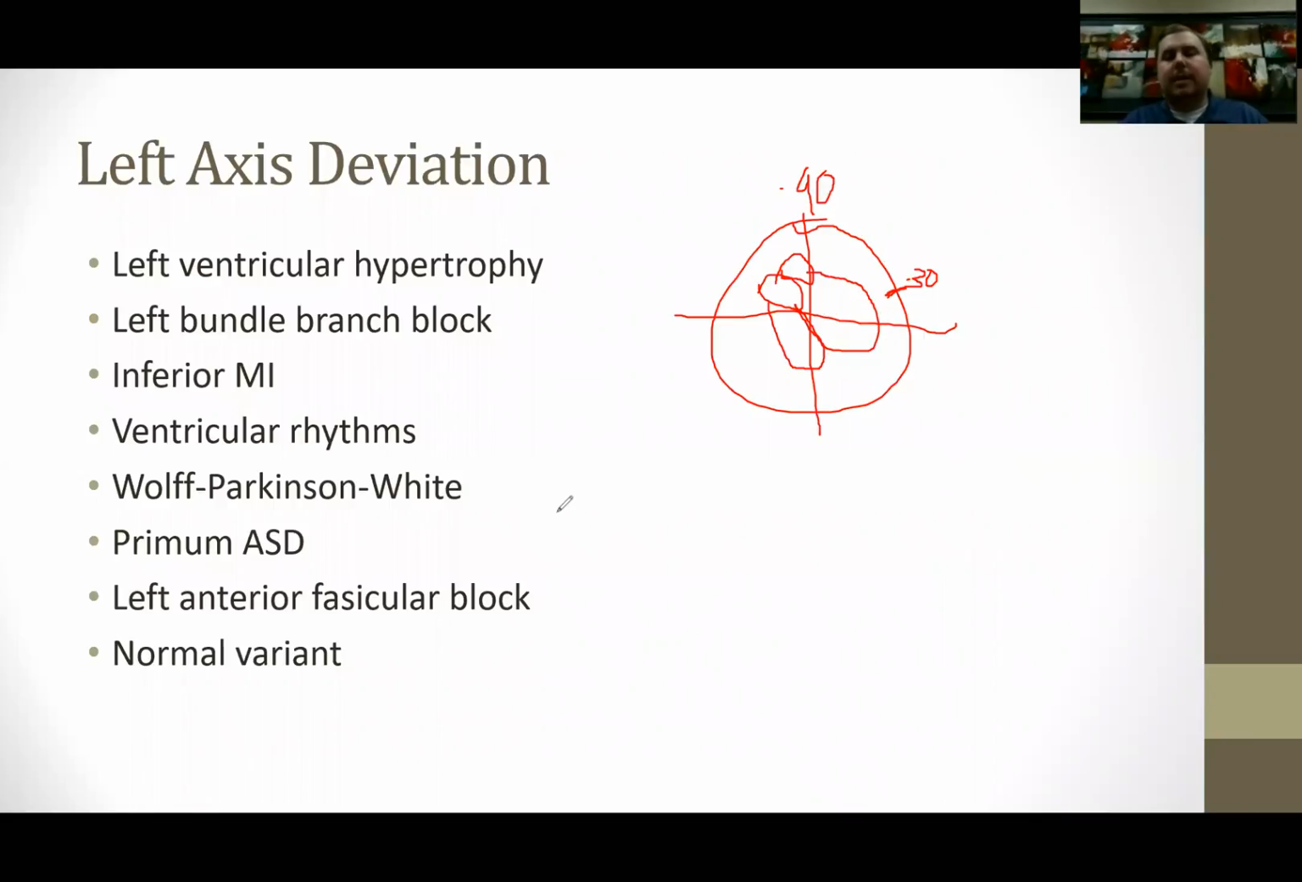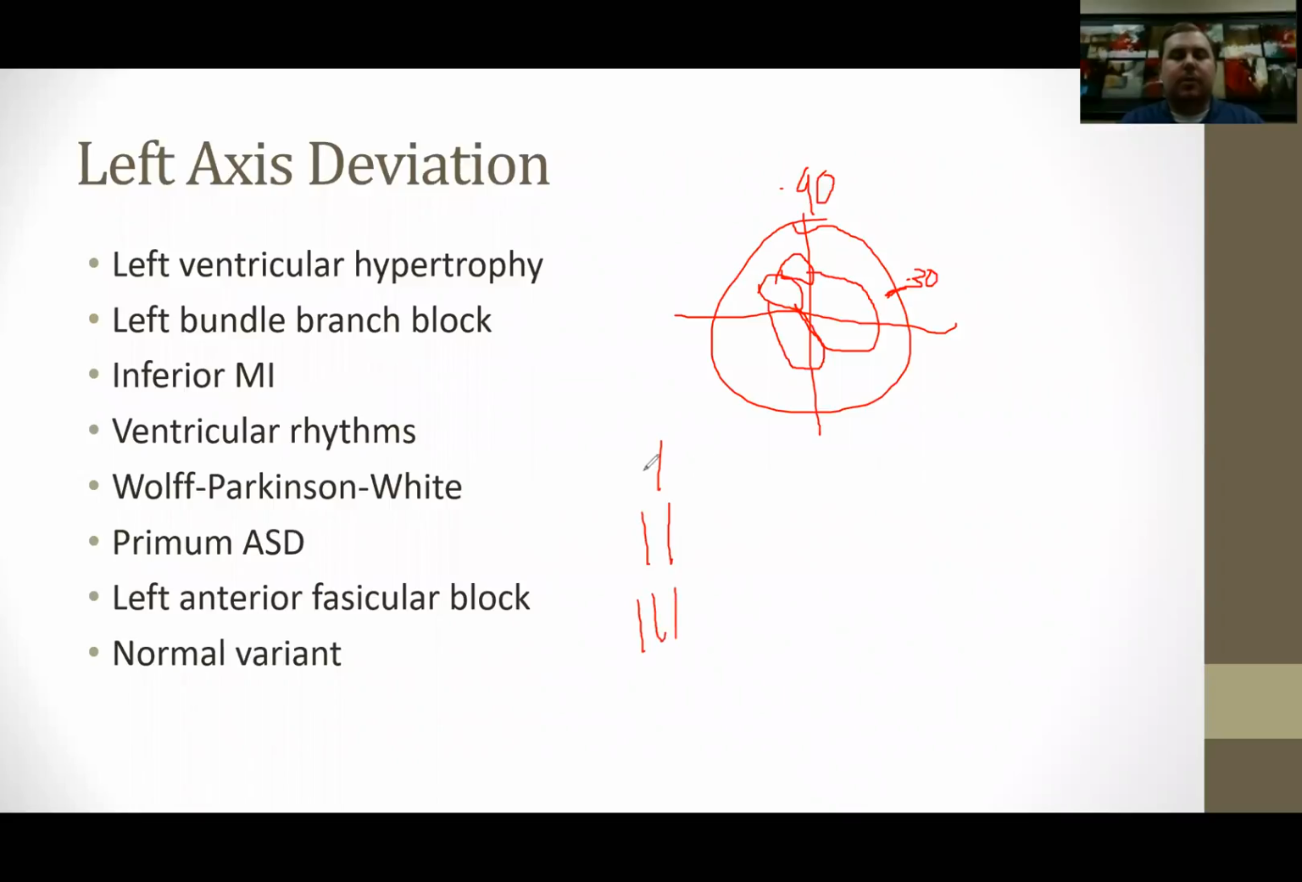So what's going to cause that? LVH could cause it. Just because you have left axis deviation doesn't mean it's LVH, and you can have LVH outside of left axis deviation as well. Left bundle branch block, same thing. Inferior MI, kind of the same thing as the lateral MI was for right axis deviation.